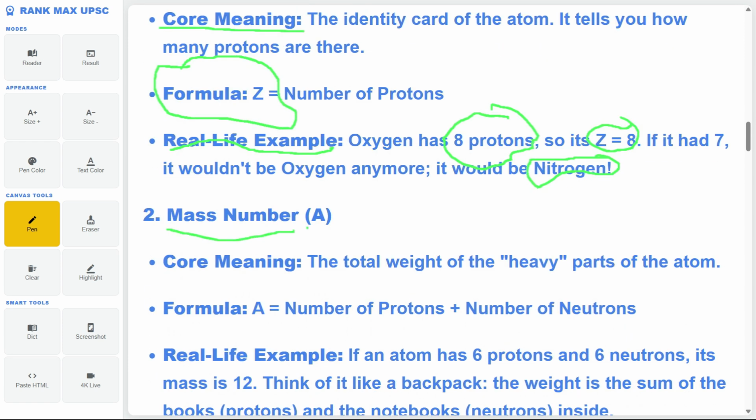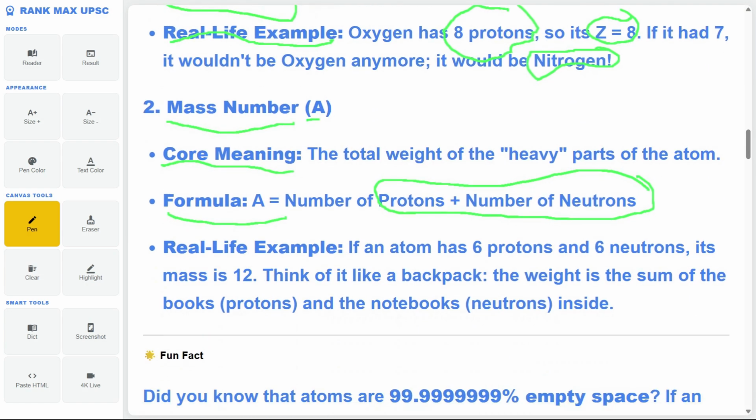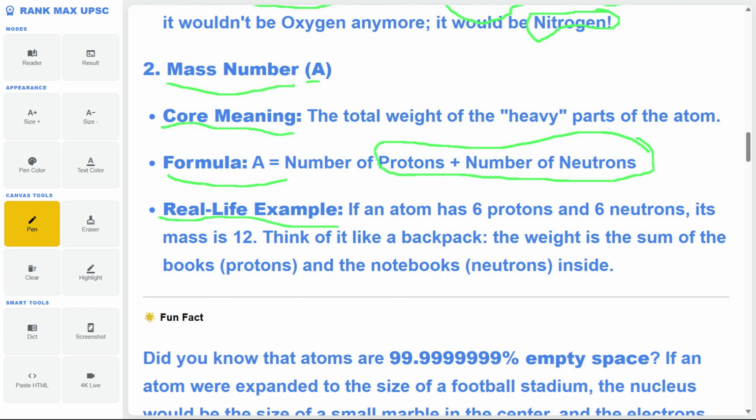Mass number A. Core meaning: the total weight of the heavy parts of the atom. Formula: A is equal to number of protons plus number of neutrons. Real life example: if an atom has 6 protons and 6 neutrons, its mass number is 12. Think of it like a backpack. The weight is the sum of the books, protons, and the notebooks, neutrons, inside.